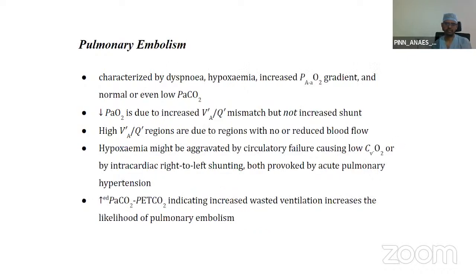Coming to the next condition, that is pulmonary embolism. Pulmonary embolism is characterized by dyspnea, hypoxemia, increased alveolar arterial oxygen gradient, and normal or even low PCO2 in arterial blood. The hypoxemia is due to increased VQ mismatch, but not due to increased shunt. The high VQ regions are due to regions with no or reduced blood flow. This hypoxemia might be aggravated by circulatory failure causing low mixed venous oxygen tension, or by intracardiac right to left shunting, both provoked by acute pulmonary hypertension.